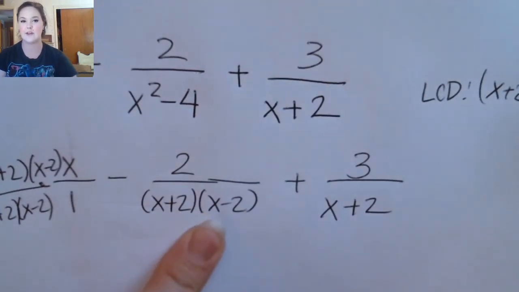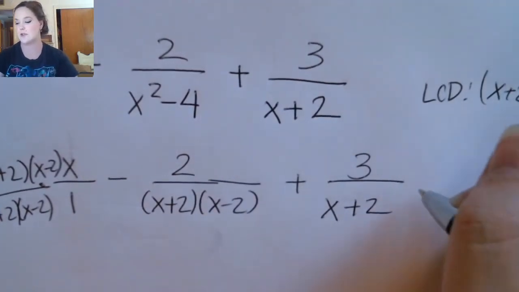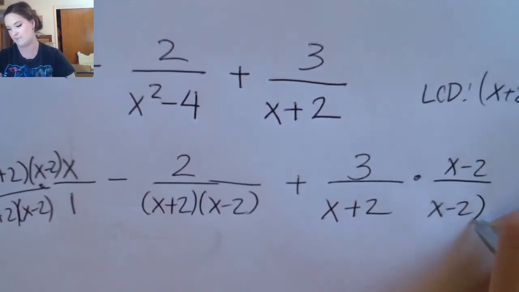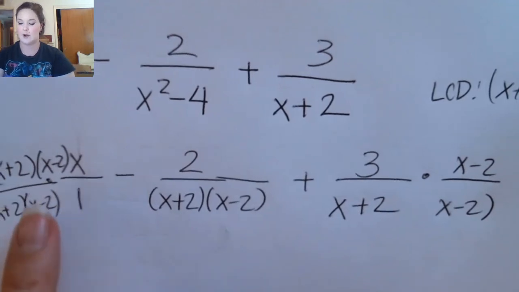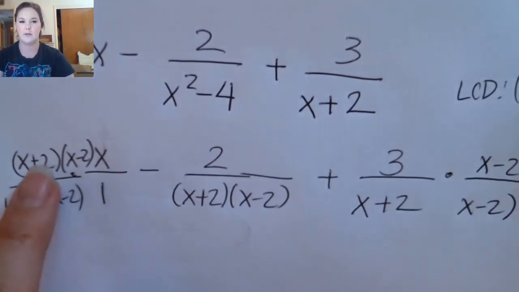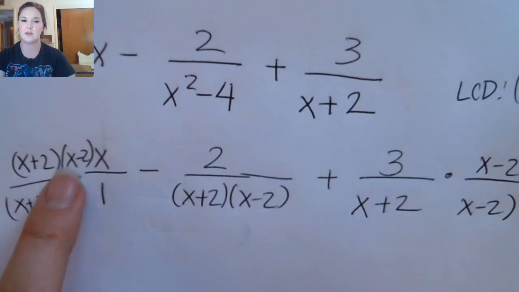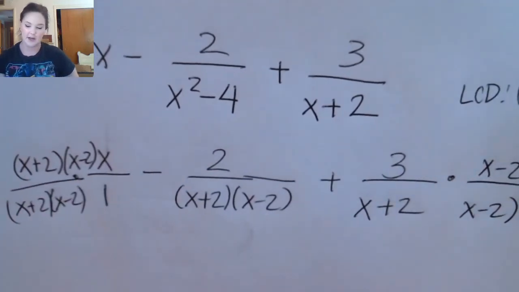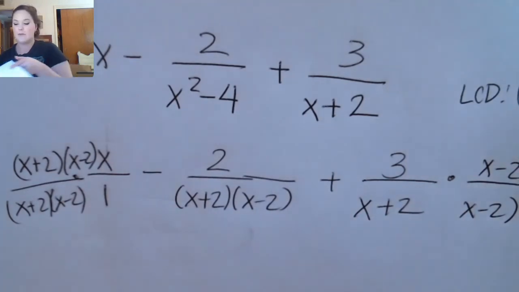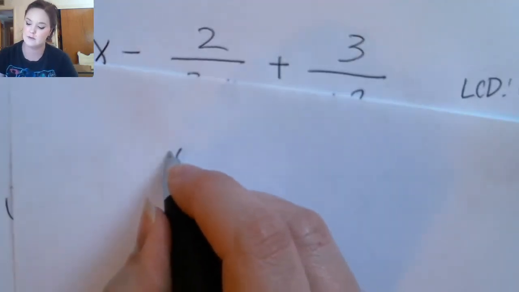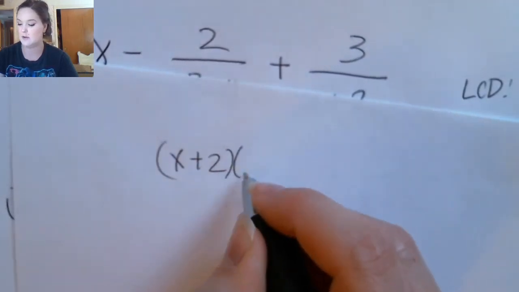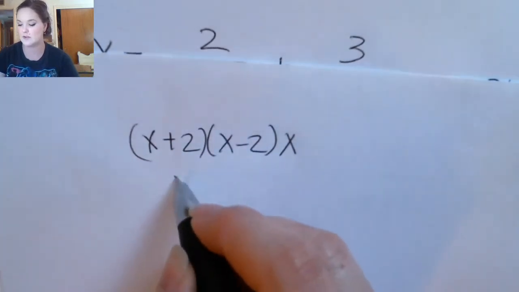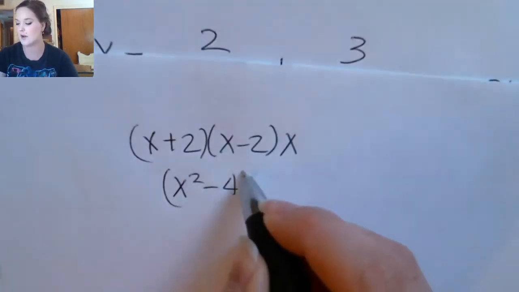Here I already have the LCD, so I'm going to leave that, and here I'm just missing the x minus 2. Now I want to multiply this out. I'm going to multiply all three of these together. Just remember, as an aside, that x plus 2, x minus 2 times x, this is what we're doing. So we know what this is. This is x squared minus 4. That's how we got here.